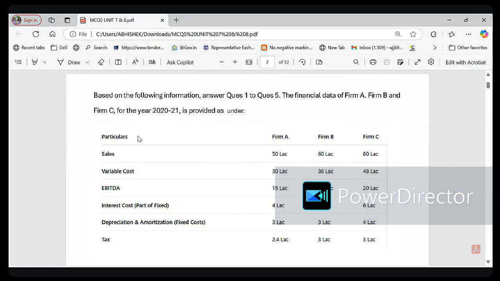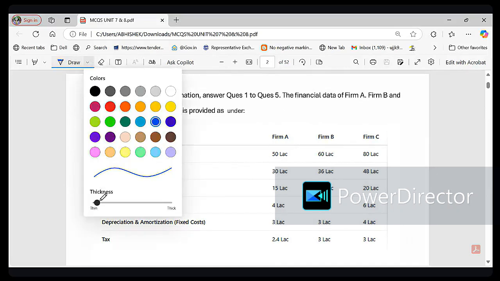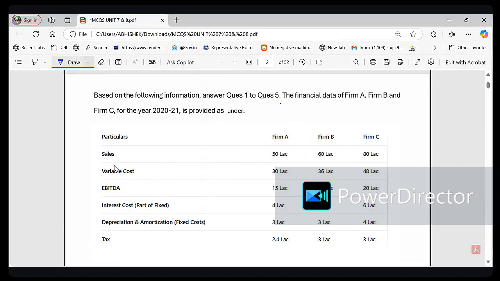So here you can see, this is the financial data of firm A, firm B and firm C for the year 21 and 22. So let me highlight the data. And as you can see, just wait a minute. Okay, now it is okay. Now you can see the first particular is sales.